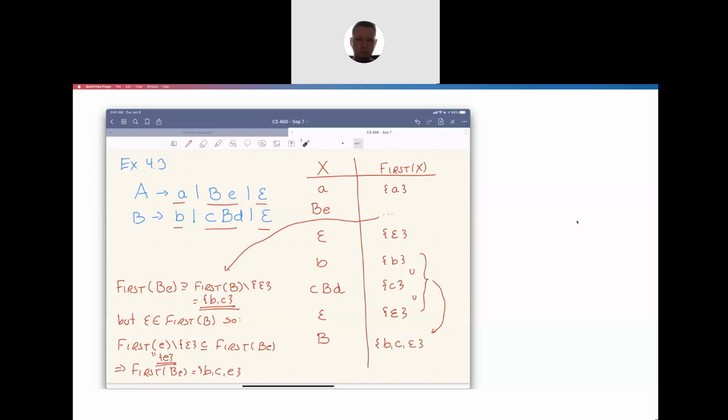And if we look at that, that makes sense, because if I'm deriving something that comes from here, then I can either replace that B with that B, so now it starts with a B. I can replace it by CBD, now we start with a C, or I can let it disappear on an epsilon, then we start with an E.